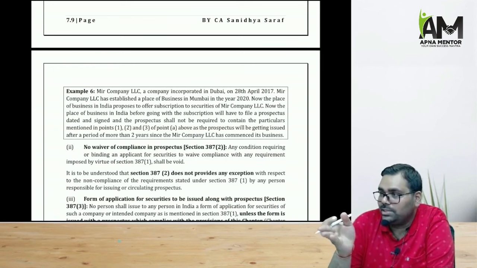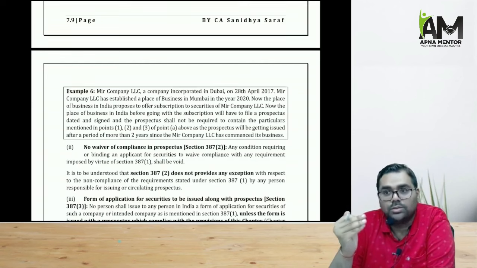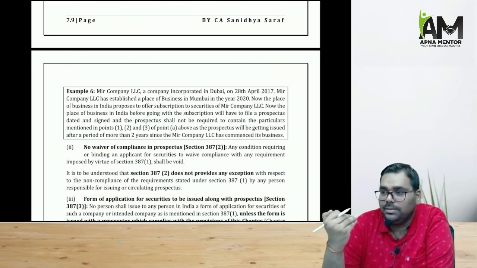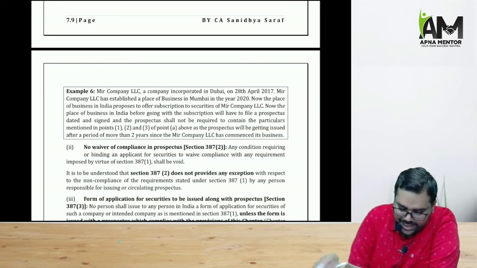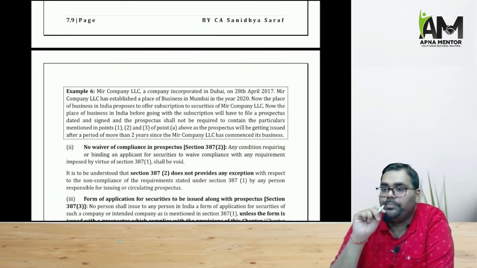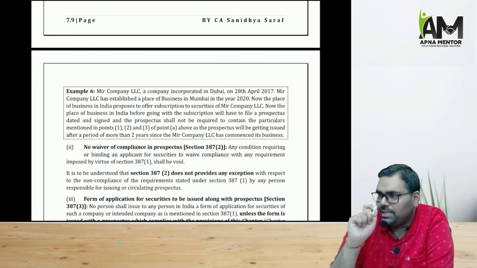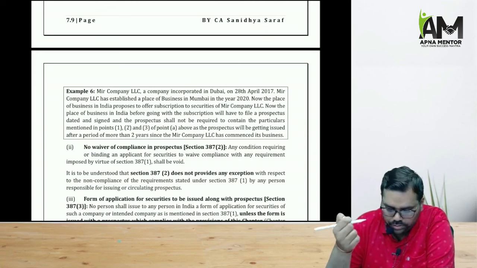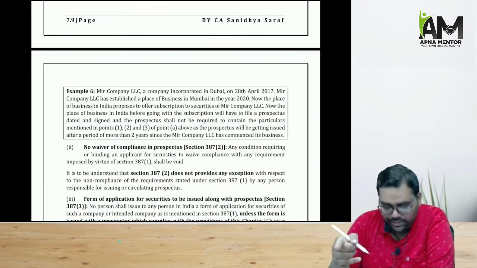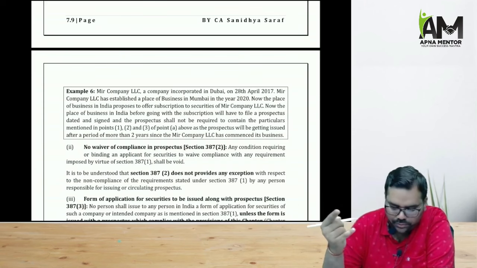Business commencement was more than 2 years ago. It's a 2 years old company, and so the company is not required to give the following details in the prospectus. But let us say in the same example, suppose the company was incorporated on 28th April 2019. Then the prospectus should contain the particulars given in points 1, 2 and 3.